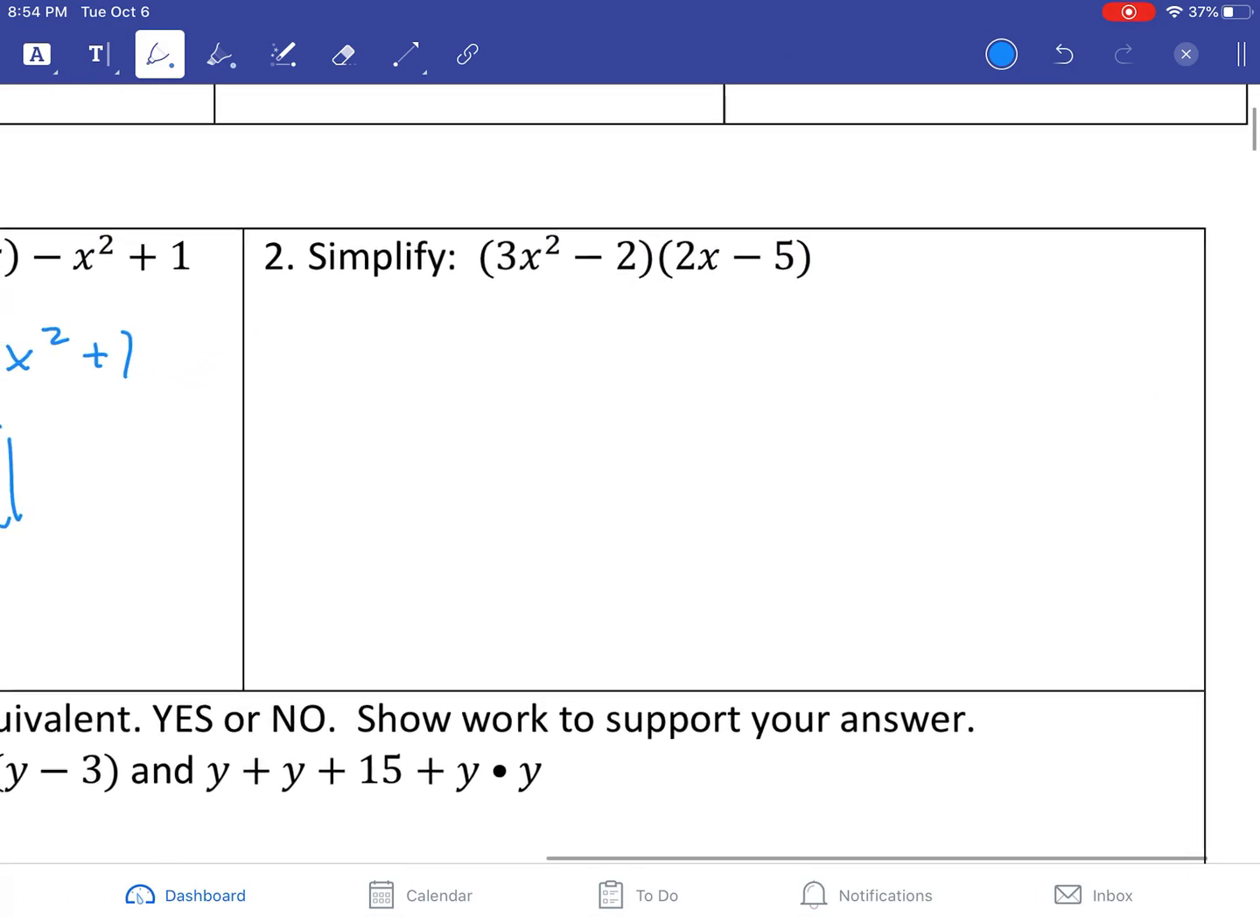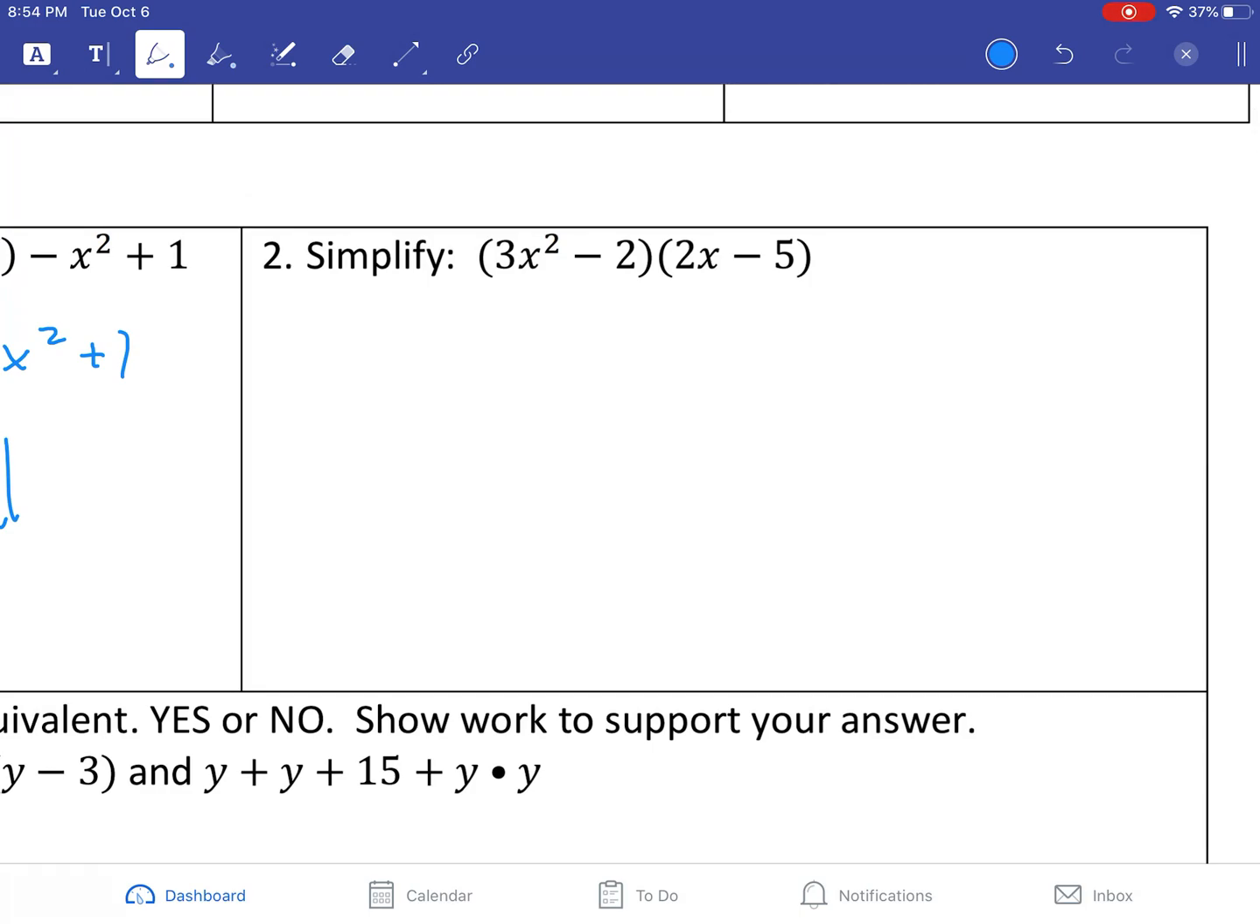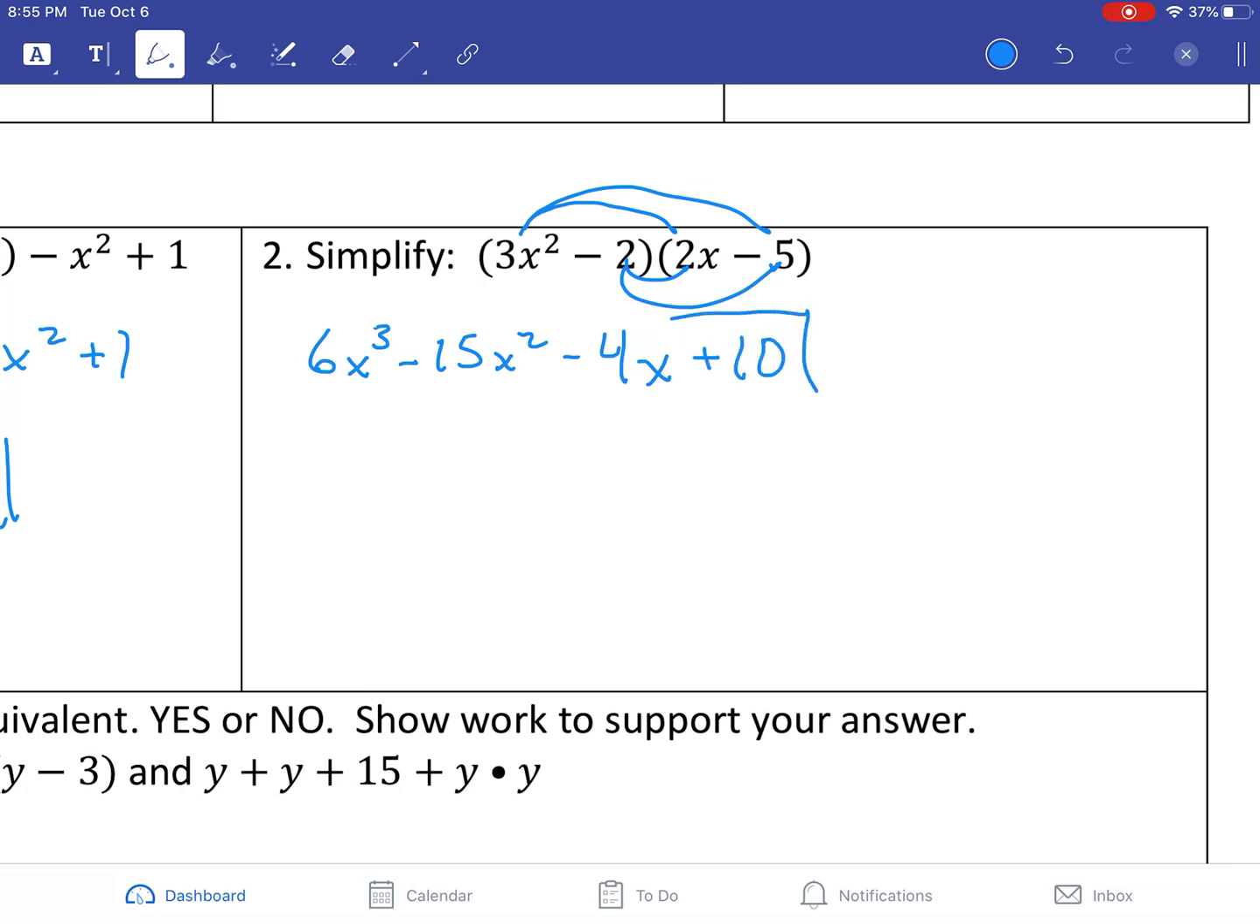Number 2 just says simplify. It doesn't say check equivalency. So we're going to do our little rainbows here. 3x squared times 2x is going to be 6x to the third. When you're multiplying bases with exponents, you add the exponents, so it's 2 plus 1 is 3. 3x squared times negative 5 is negative 15x squared. Negative 2 times 2x is negative 4x. And negative 2 times negative 5 is positive 10. There is nothing else to simplify or combine, so that is your answer.